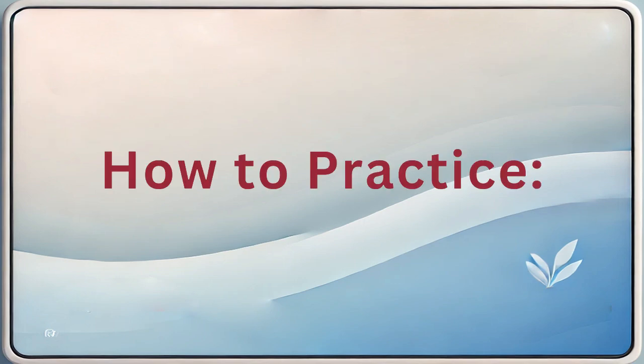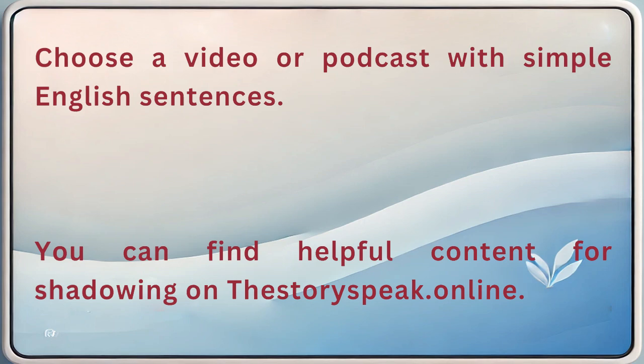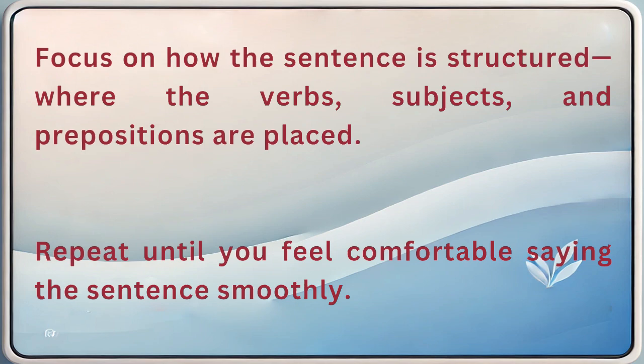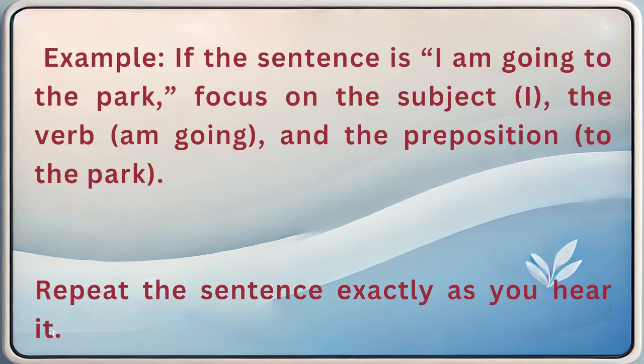How to practice. Choose a video or podcast with simple English sentences. You can find helpful content for shadowing on thestoryspeak.online. Play a sentence, pause, and repeat it out loud. Focus on how the sentence is structured, where the verbs, subjects, and prepositions are placed. Repeat until you feel comfortable saying the sentence smoothly.